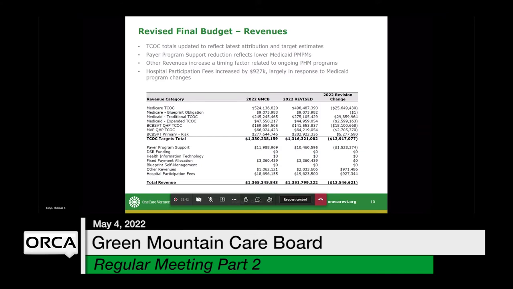Other revenues line is really a timing related issue. We've had a number of deferred pools primarily related to the value-based incentive fund. We've just updated our estimation of when the funds will be expensed. So there's more that we plan to expend in 2022 than we initially modeled or thought. And then the last row, hospital participation fees, they have increased by $927,000. There are a number of moving parts that affect that number ultimately at the end of the day, but a big driver was certainly the Medicaid PMPM reduction.